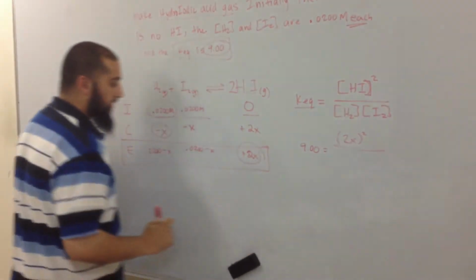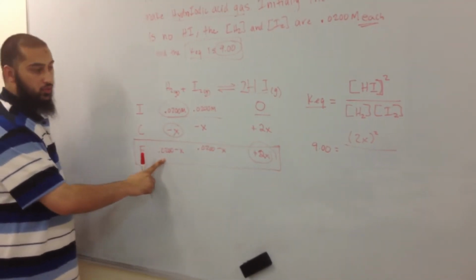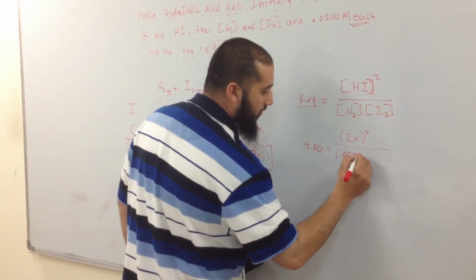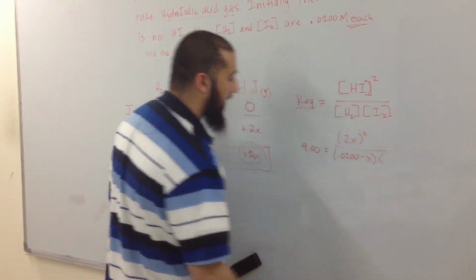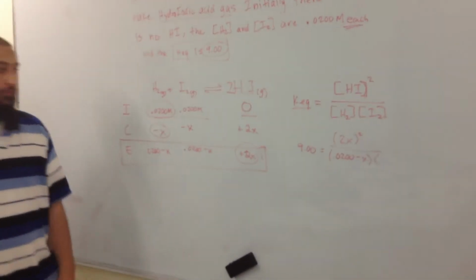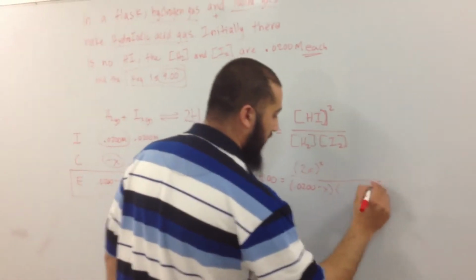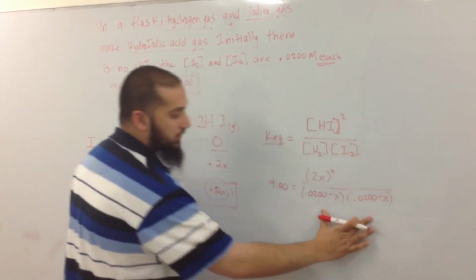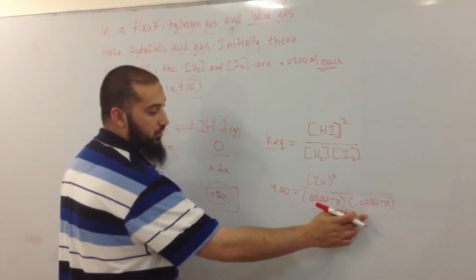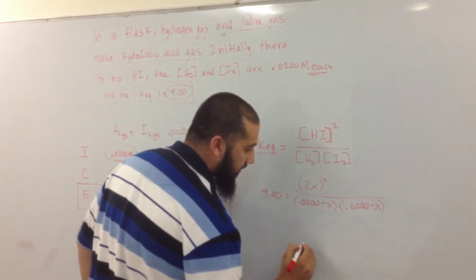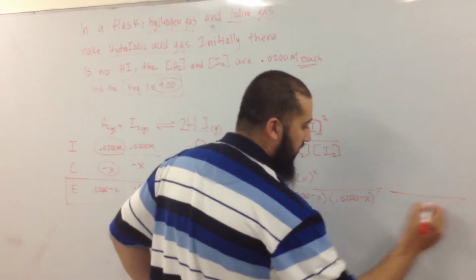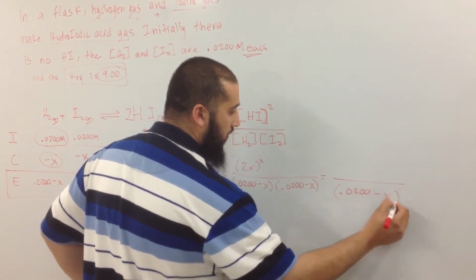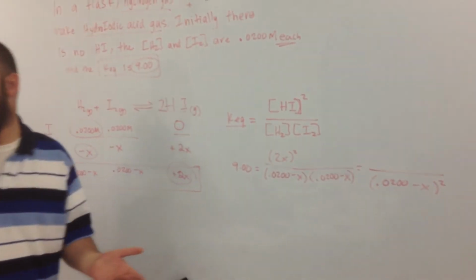And then what's hydrogen gas? 0.0200 minus x, right? And what's iodine gas? Same thing. Now, this is the same thing twice, right? So can I rewrite this as this squared? Is that understandable?